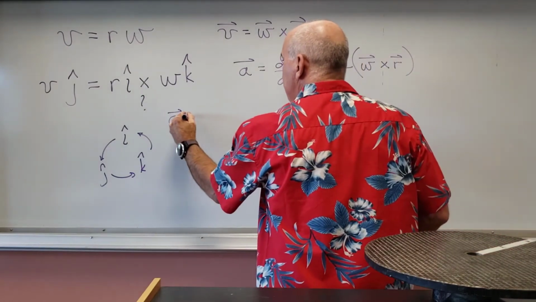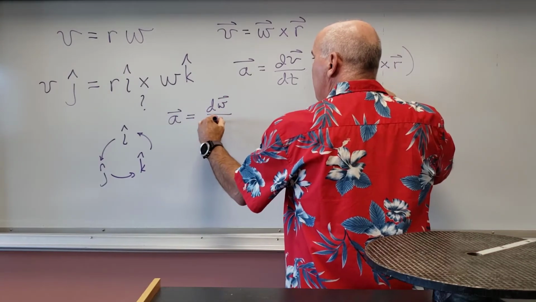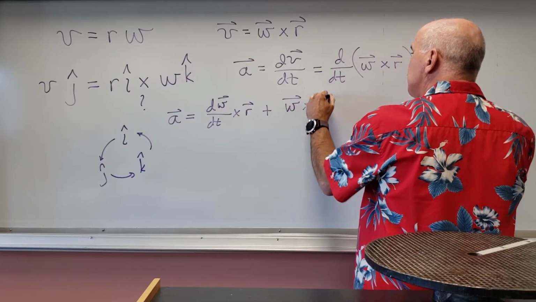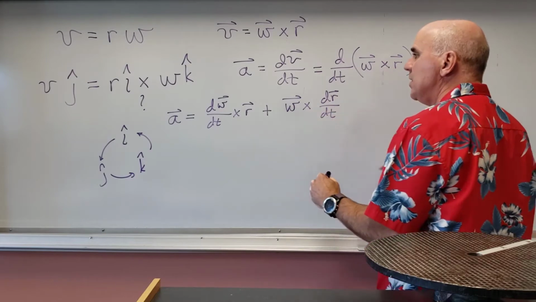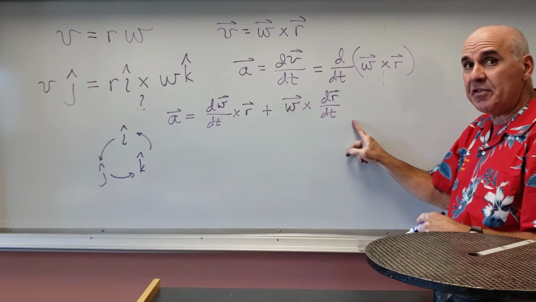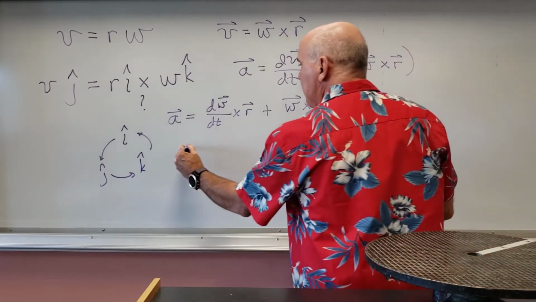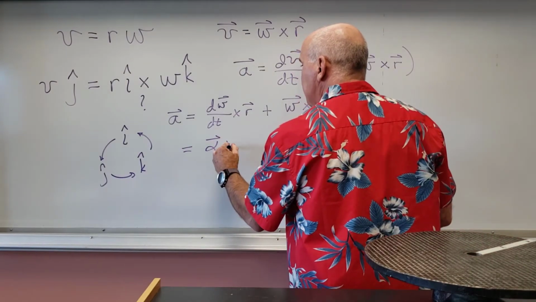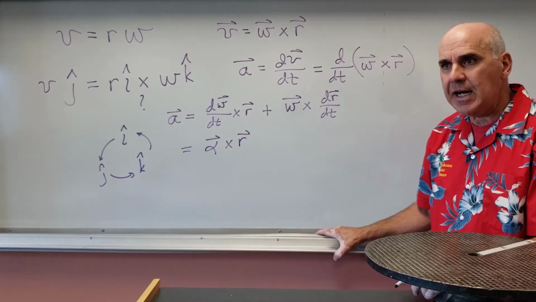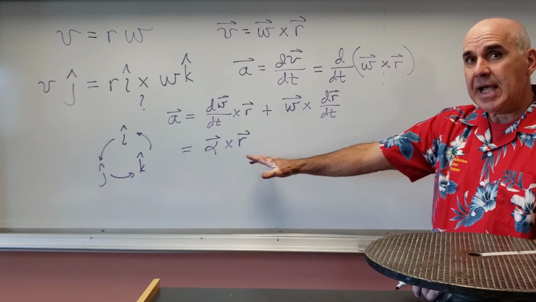So the acceleration equals the derivative of omega with respect to time crossed with r plus omega crossed with the derivative of r with respect to time. Right? Derivative of the first times the second plus the first times the derivative of the second. That's the product rule. But d omega dt, we learned that in a previous video, that's alpha, which is also a vector quantity. That's the angular acceleration. That's alpha. Go back to some videos that we had on the radial transverse, and you'll see the same thing happening here.